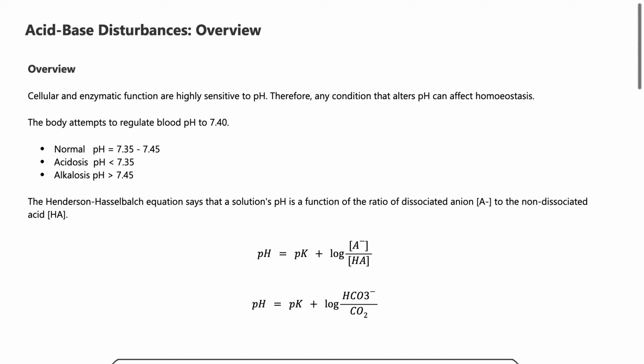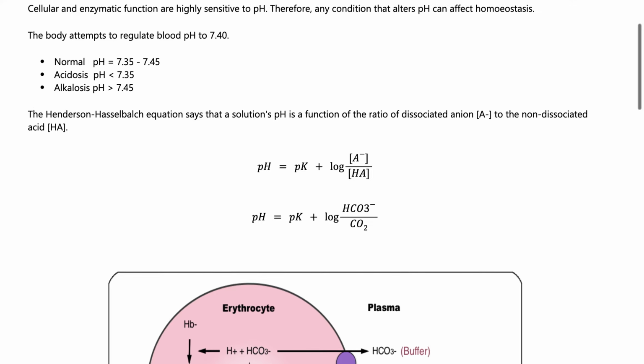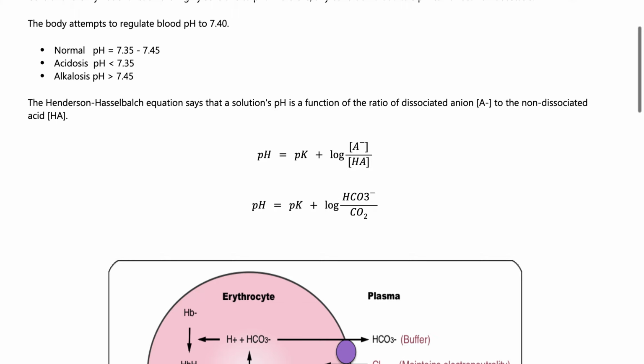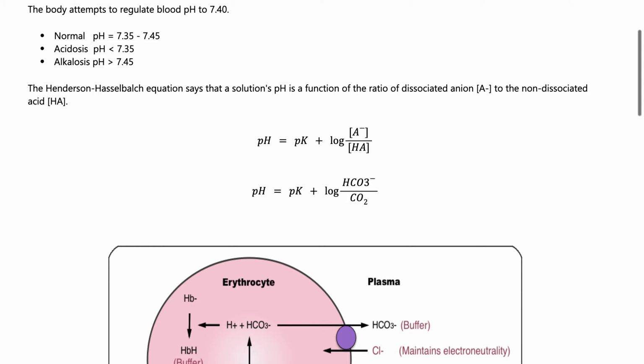Moving on to acid-base disturbances. This is going to be an overview. Cellular and enzymatic function are highly sensitive to pH. Therefore, any condition that alters pH can affect homeostasis. The body attempts to regulate blood to a pH of 7.4. Normal is 7.35 to 7.45. Acidosis is, of course, less than 7.35, and alkalosis is greater than 7.45.